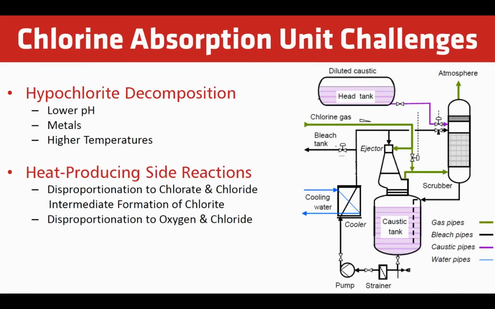The chlorine absorption unit faces several operational challenges. One of these challenges is sodium hypochlorite decomposition. This can occur from a low pH value if there's not enough caustic. Metals such as cobalt, copper, iron, or nickel catalytically accelerate decomposition.